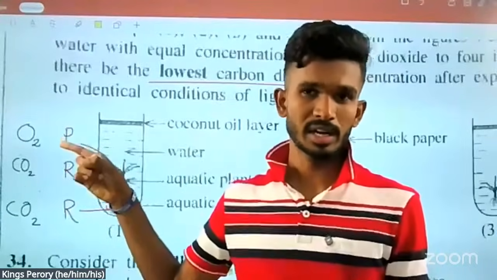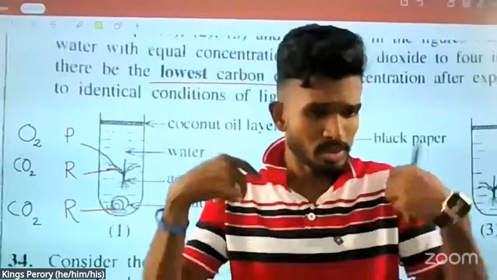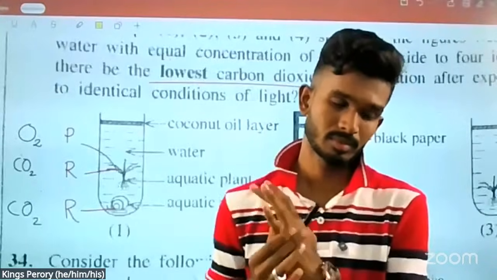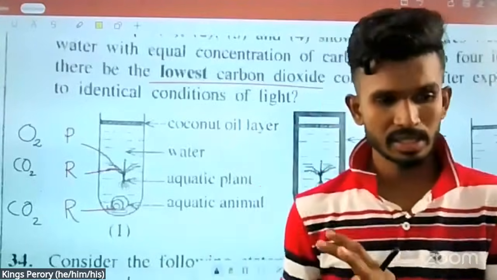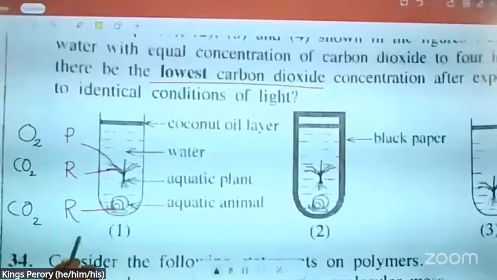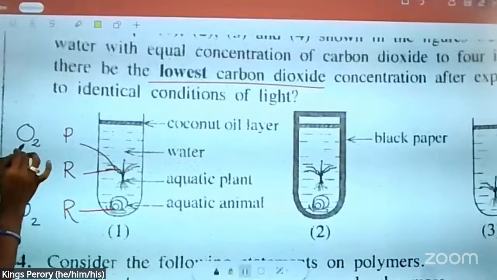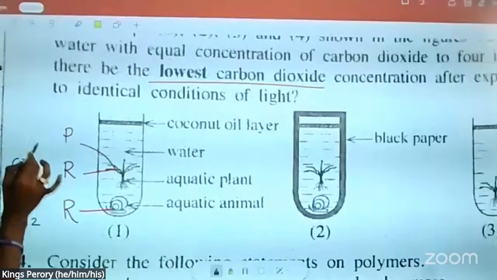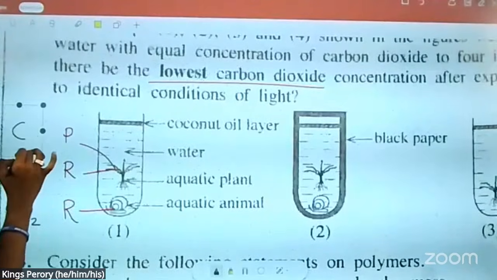One process will release oxygen. Now, photosynthesis absorbs what gas? Carbon dioxide is absorbed. Again, photosynthesis will absorb carbon dioxide. I'll write it like this: it will absorb carbon dioxide.